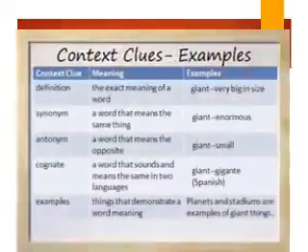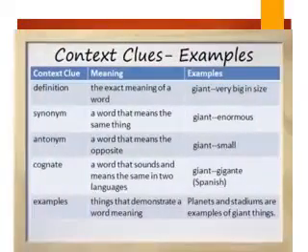Another example of context clues: giant. A definition of giant is very big in size. The synonym of giant is enormous. The antonym of giant is small. The cognate of giant is gigante in Spanish. And as an example of giant, planets and stadiums are examples of giant things.